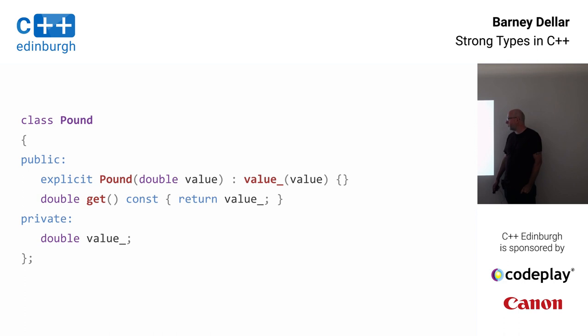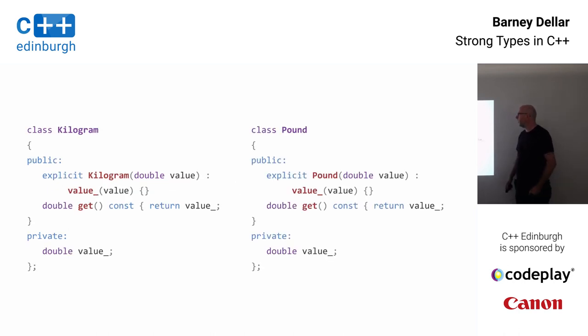And we can do a similar thing for pound. And now we definitely have two distinct types. We've created two different classes for them. So here they are, kilogram and pound next to each other, and they're almost exactly the same. They have a different name, so that goes through to the constructor.